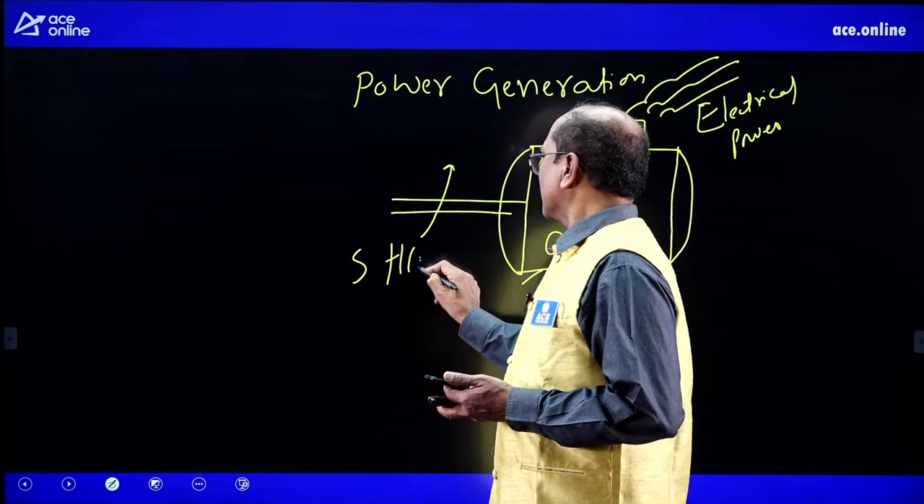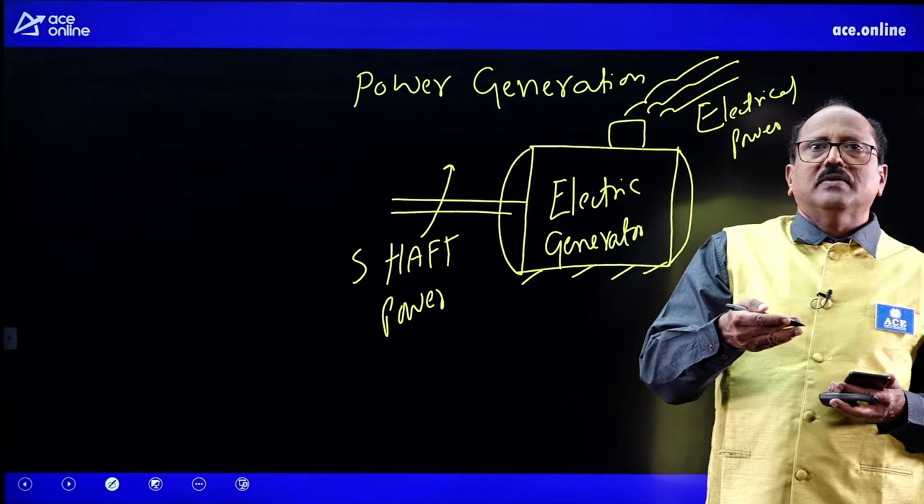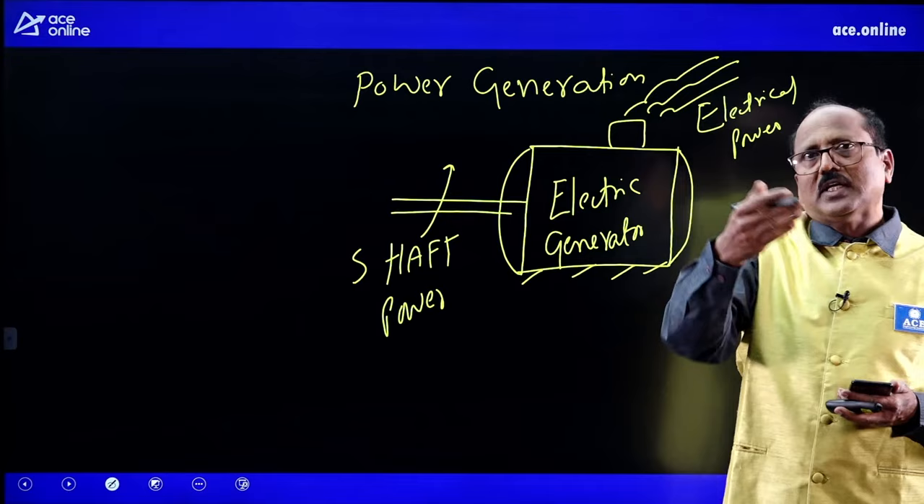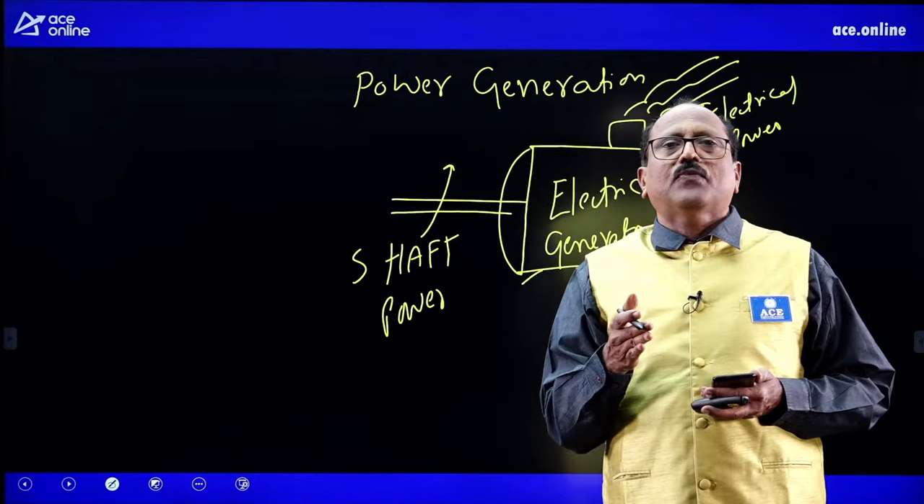Shaft power is required. When the shaft is rotating inside the magnets, North Pole, South Pole, when the magnetic field is cut, EMF, electromotive force, is produced. We know Lenz's law, Faraday's laws and all. When the magnetic field, flux density, is cut by the conductor, EMF, nothing but electromotive force, nothing but voltage, is produced. To produce electricity, we need shaft power.